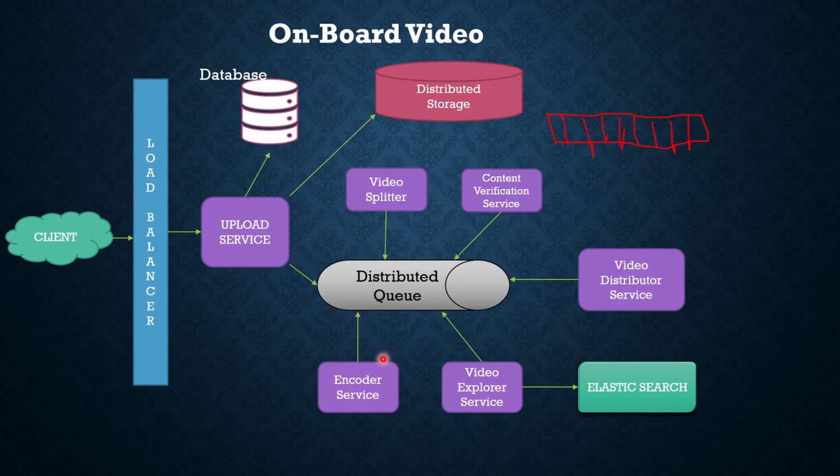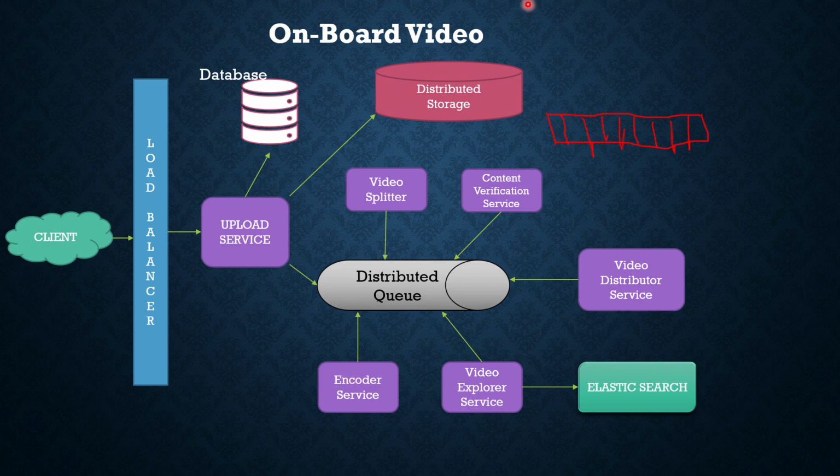Next in line will be the encoder service. What this encoder service will do is pick up these chunks. Now here is the thing, here is why we require the video splitter to split the video into smaller chunks. When the encoder service has to encode this video, it can parallelize its operation. It can pick multiple chunks together and do its processing. So that is the encoder service.